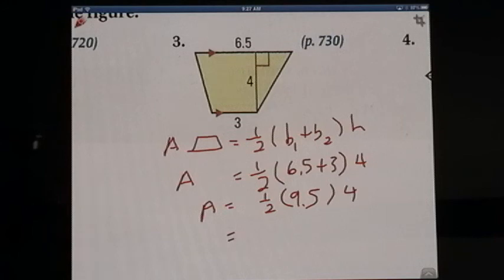Half of 4 is 2, so you could say 2 times 9.5, which would give you 19. Or you can just punch it into your calculator, and you're going to get 19. 19 units squared.